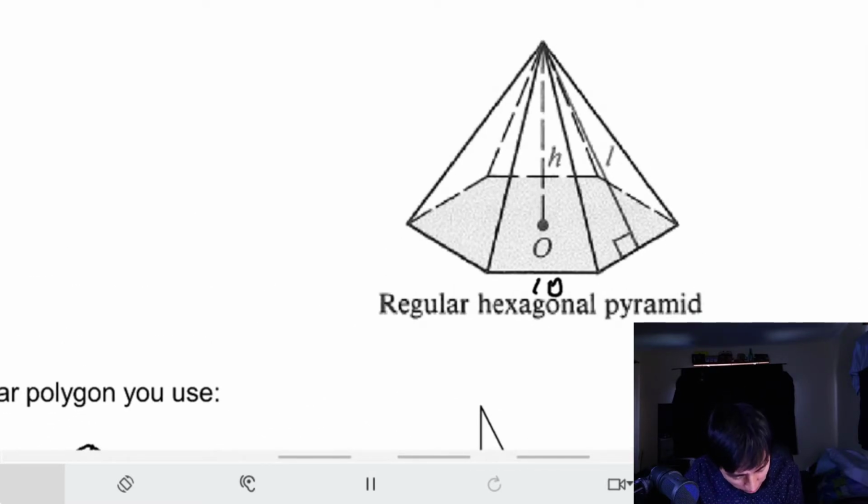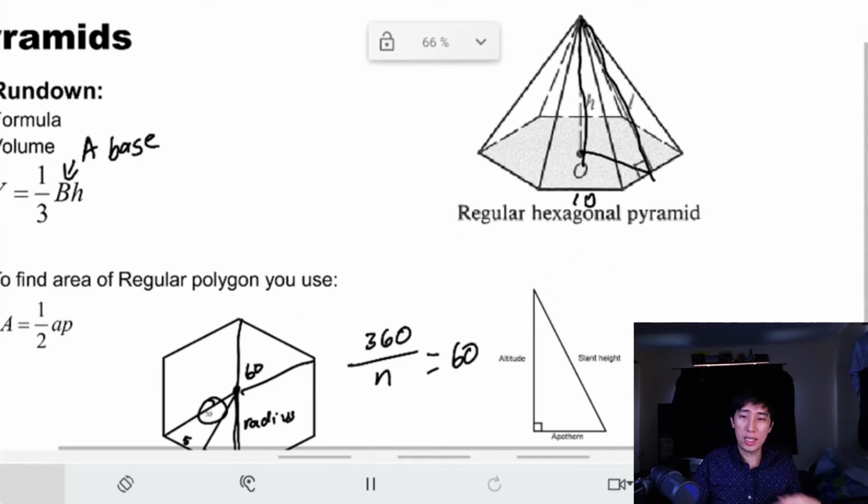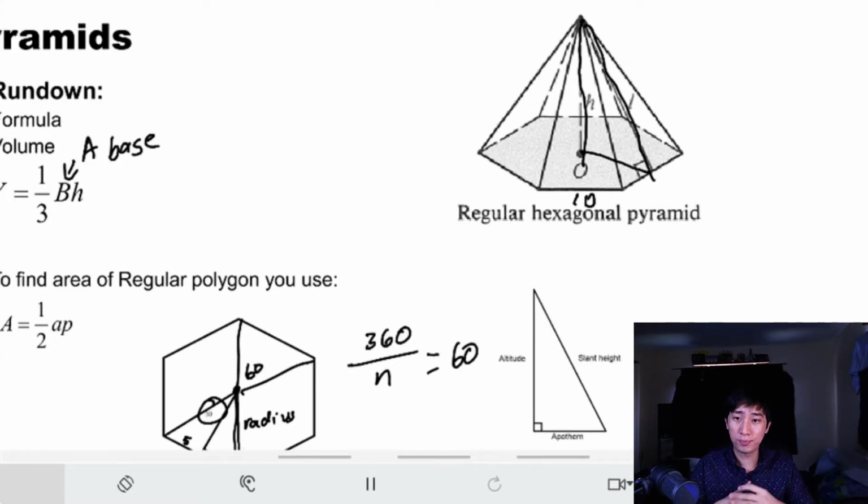Basically what you're going to do is start at the center over here and draw your apothem, and then you have your nice little triangle here. So it's slant height, apothem, and your height. Using this is a good way to find your altitude or your height. Again, it's a right triangle. You can use SOHCAHTOA, you can use Pythagorean theorem.